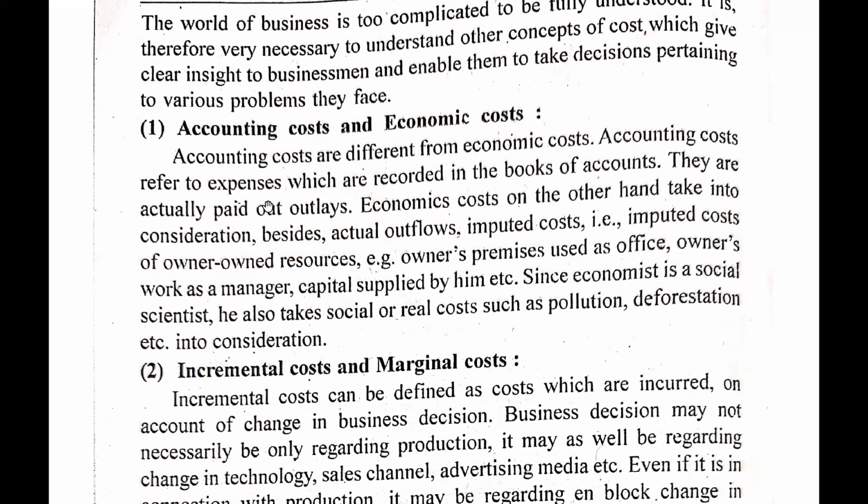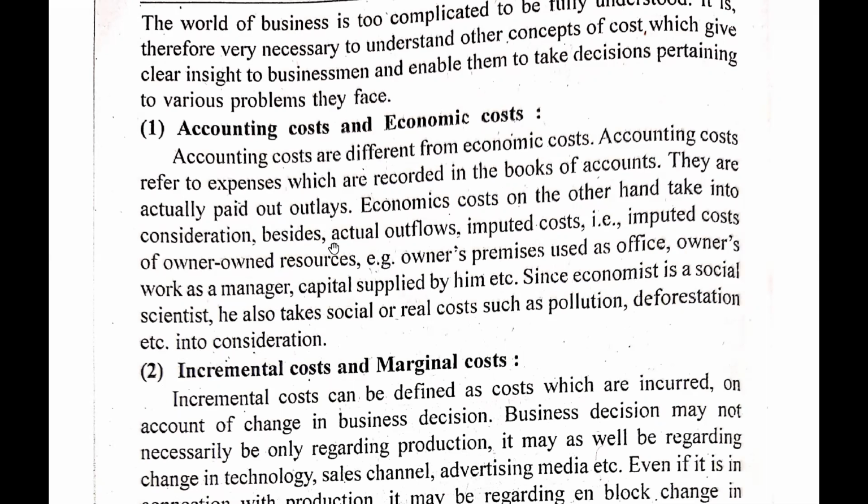Accounting cost refers to expenses which are recorded in the books of accounts. They are actually paid out outlays. Economic cost, on the other hand, takes into consideration, besides actual outflow, imputed cost, that is imputed costs of owner-owned resources. For example, the owner's premises used as office, the owner's work as a manager, capital supplied by him, etc. Since an economist is a social scientist, he also takes social or real costs such as pollution, deforestation, etc.